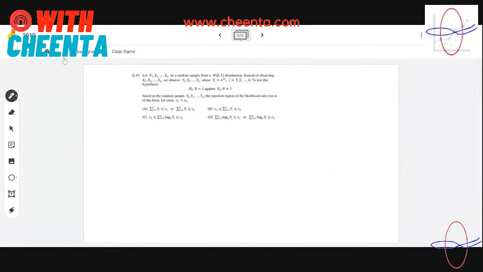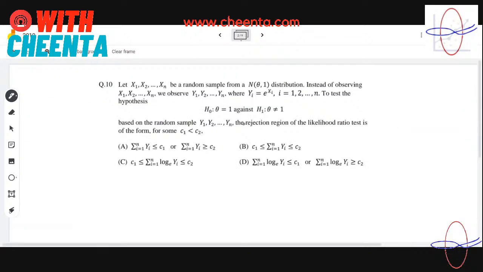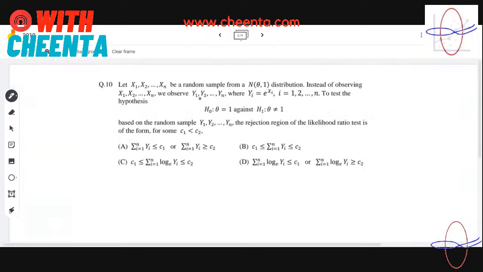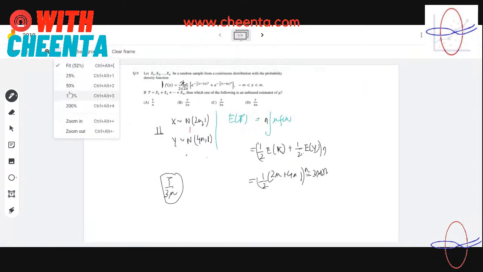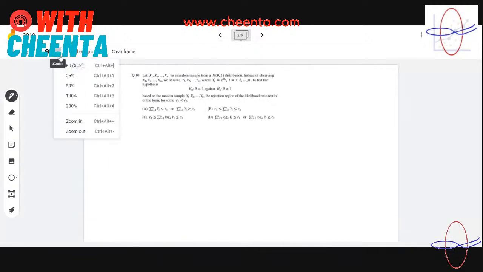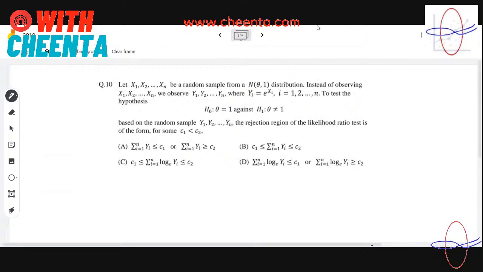Okay, let's move ahead to the next problem. X1, X2, ..., Xn are a random sample from normal theta comma 1. This is just the basic unbiased estimator stuff. So I should write it down here. Unbiased estimator. X1, X2, ..., Xn is a random sample from the normal theta comma 1 distribution.